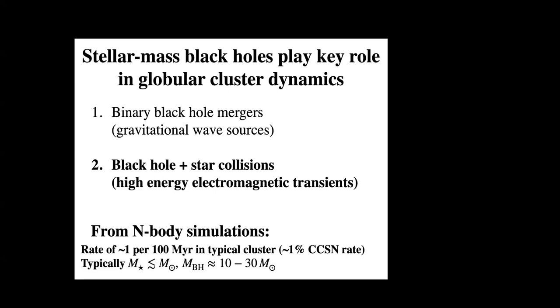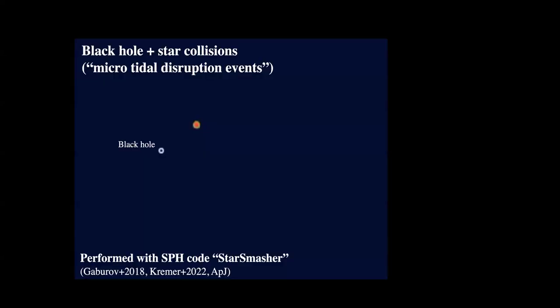Basically, there are many more low mass stars than massive stars, so you're more likely to collide with lower mass stars from just a rates perspective. Okay, so given this rate, let's investigate what happens during these transients.